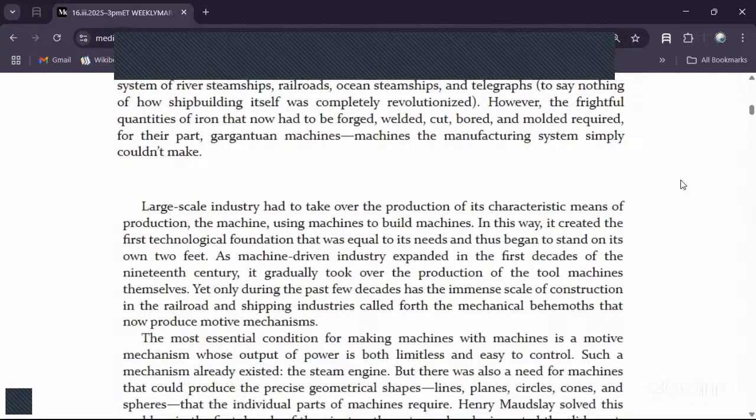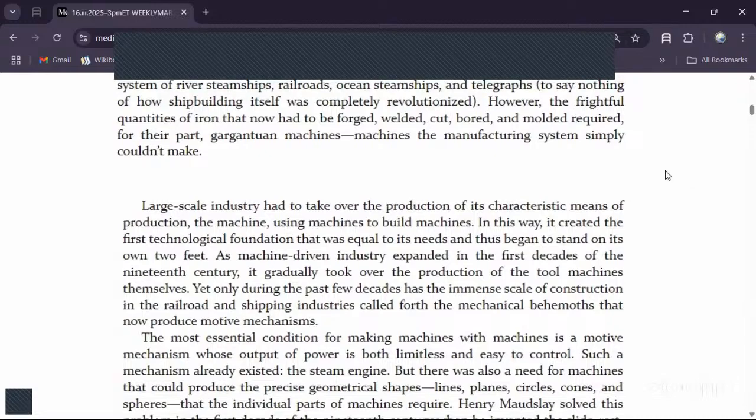Large-scale industry had to take over the production of its characteristic means of production, the machine, using machines to build machines. In this way, it created the first technological foundation that was equal to its needs and thus began to stand on its own 2 feet. As machine-driven industry expanded in the first decades of the 19th century, it gradually took over the production of the tool machines themselves. Yet only during the past few decades has the immense scale of construction in the railroad and shipping industries called forth the mechanical behemoths that now produce motive mechanisms.